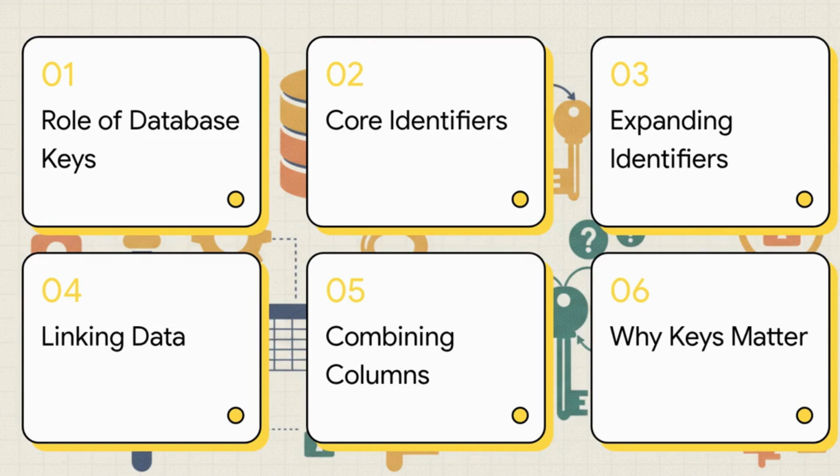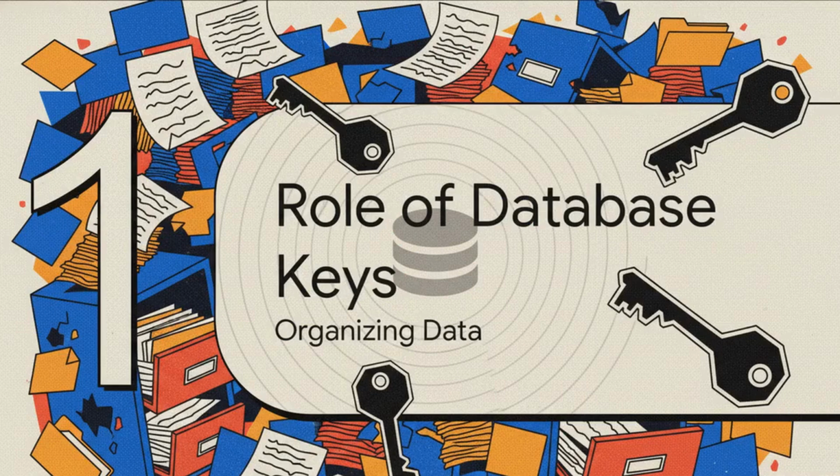Clear roadmap for today. We'll start with the role of database keys, then hit core identifiers like primary and candidate keys. From there, we'll expand into super and alternate keys, see how we link data with foreign keys, combine columns for composite keys, and finally, wrap up with why all of this matters so much. So, starting off with Section 1, the role of database keys.